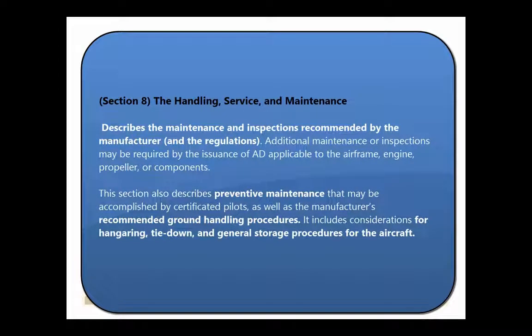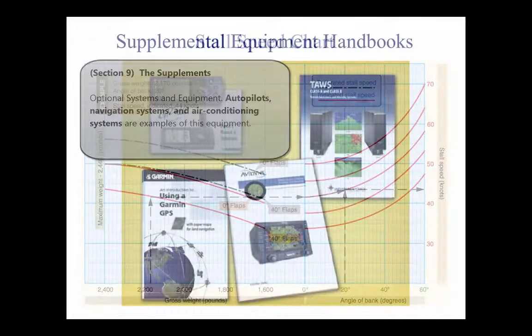Section 8. The Handling, Service, and Maintenance section describes the maintenance and inspections recommended by the manufacturer and the regulations. Additional maintenance or inspections may be required by the issuance of an AD applicable to the airframe, engine, propeller, or components. This section also describes preventive maintenance that may be accomplished by certificated pilots, as well as the manufacturer's recommended ground handling procedures. It includes considerations for hangaring, tie-down, and general storage procedures for the aircraft.